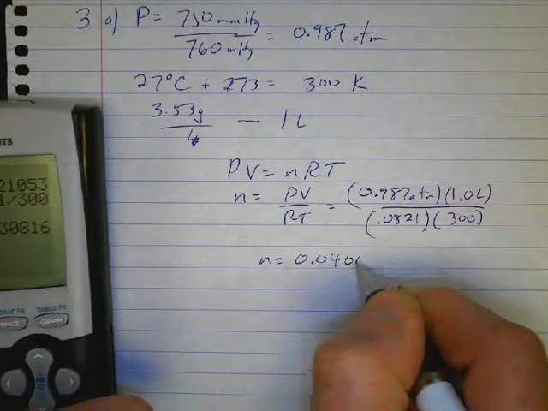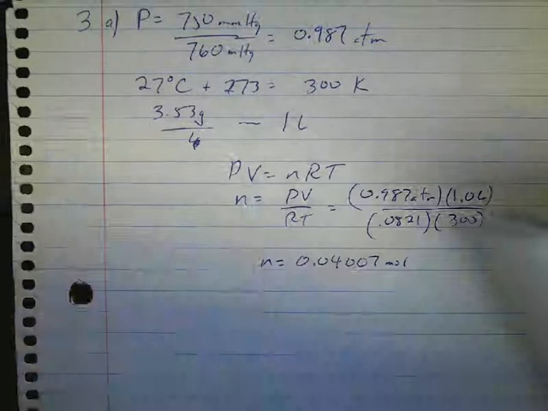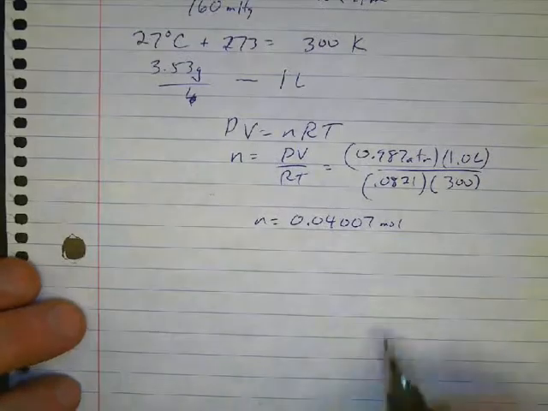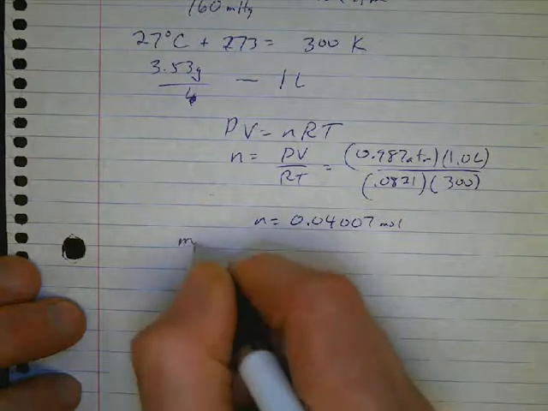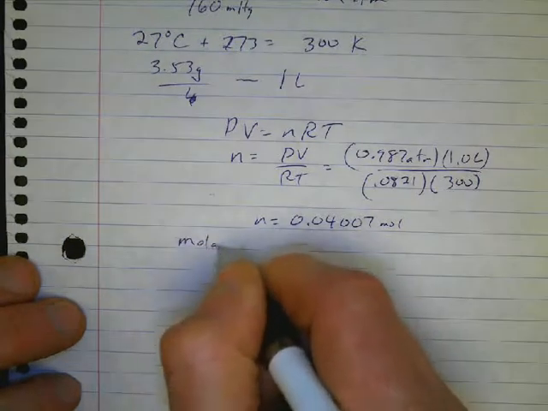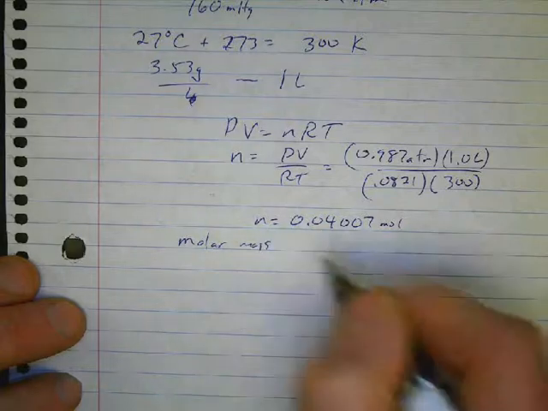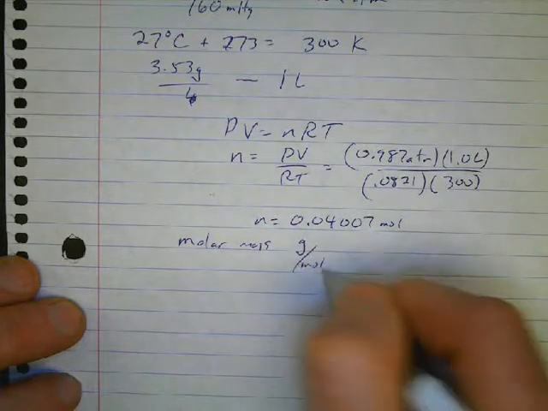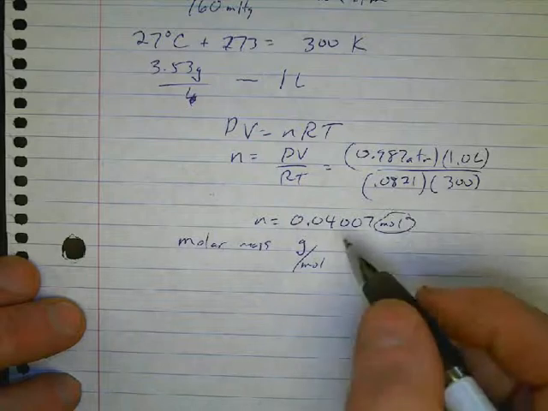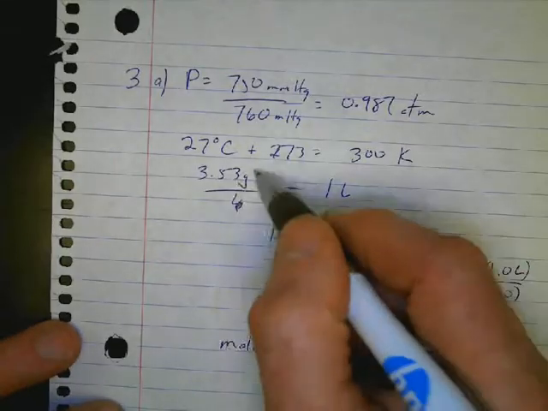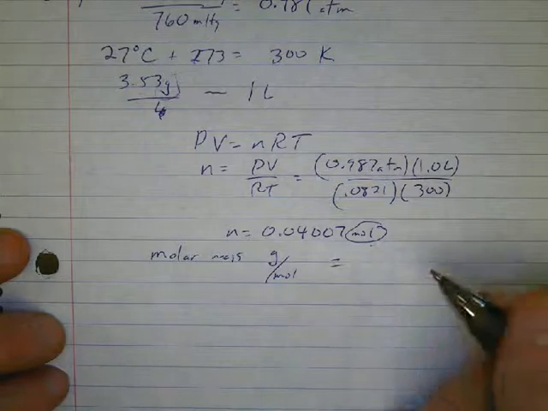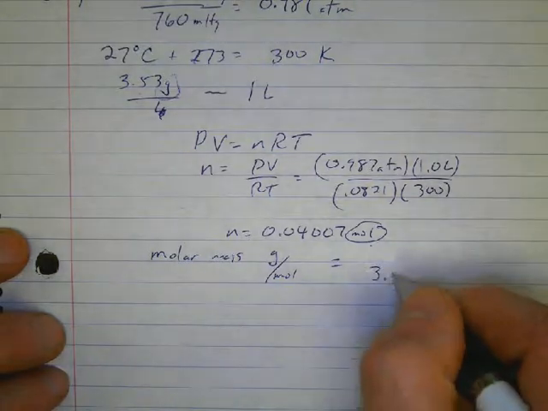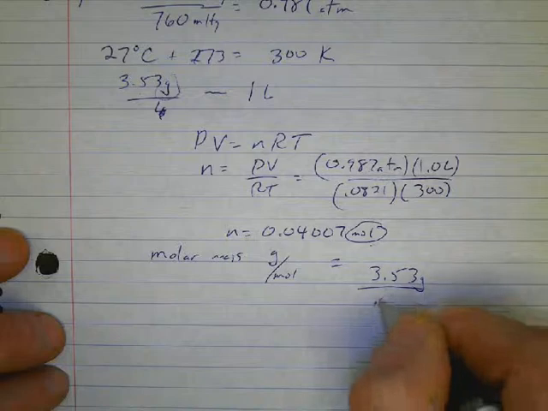Here's what I always do when I'm not sure what to do. I ask myself, what are the units that I'm interested in? They want us to find the molecular weight. Okay, that's really the molar mass. All right? What are the units for molar mass? Grams per mole. Well, here's moles, and here's grams. So if we divide this by this, we'll get the right units. And that's going to be the way clear for this answer. So the answer is 3.53 grams for every 0.04007 moles.